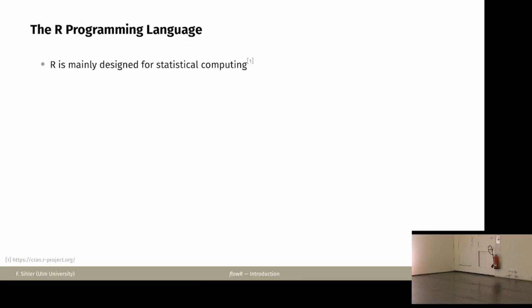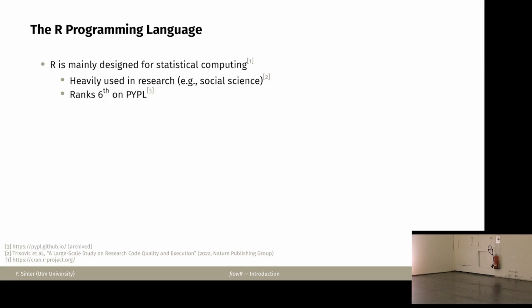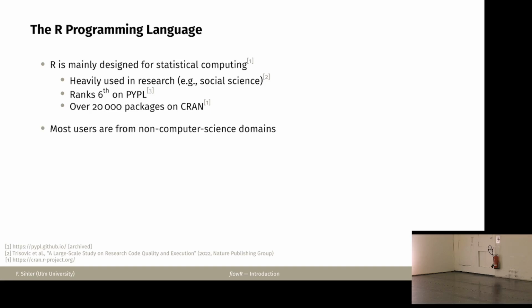Okay, so for the others who maybe have never heard of R before, R is a statistical programming language, so it's mainly used in statistics and heavily used in research, for example, in the social sciences and in psychology in general. Whenever there's essentially a statistic to be calculated, people tend to use R. It's ranked 6th on the PYPL Programming Language Popularity Index, and there are a lot of packages available on CRAN for everyday use, which probably contribute to its popularity.